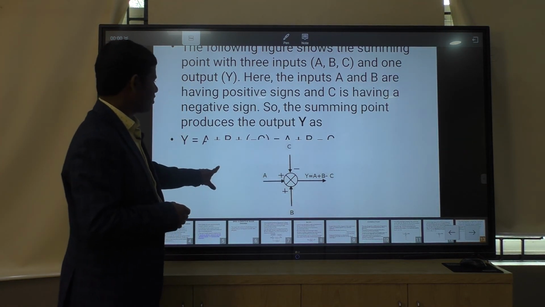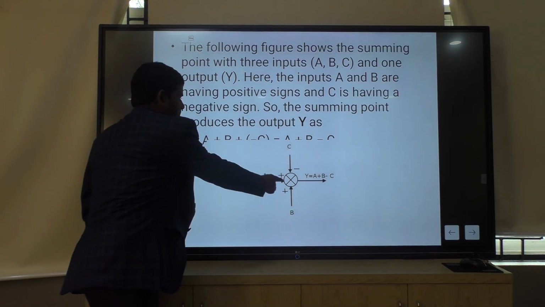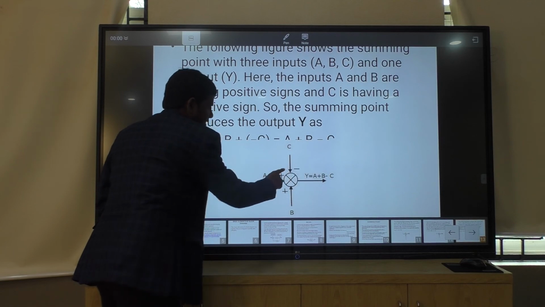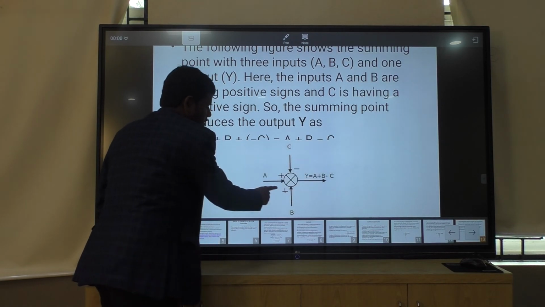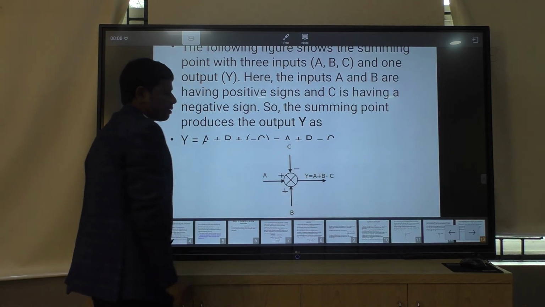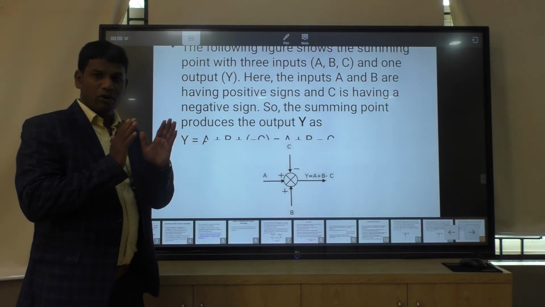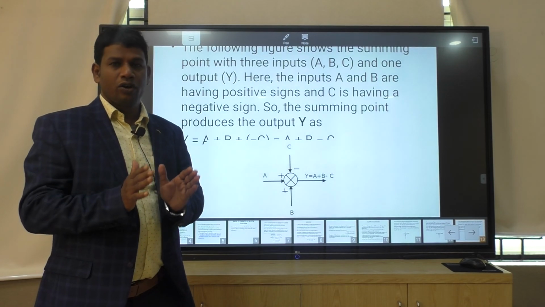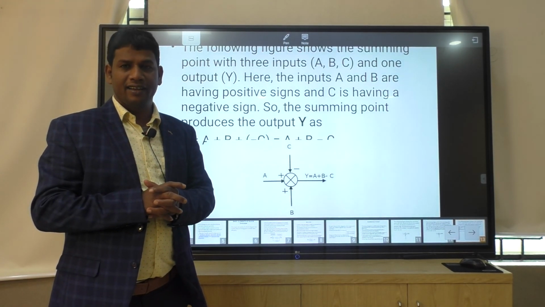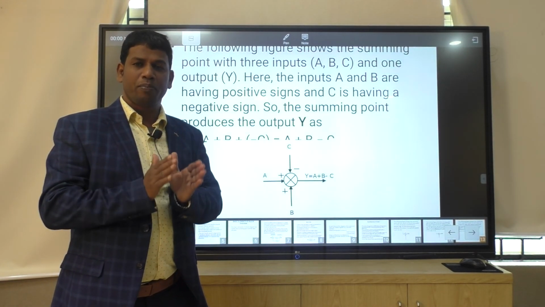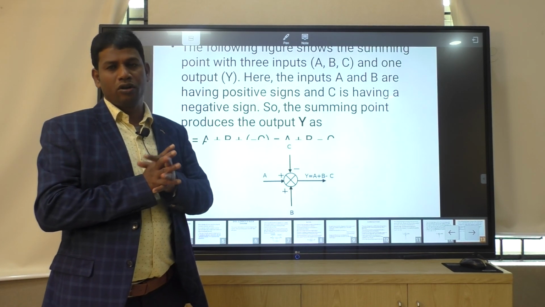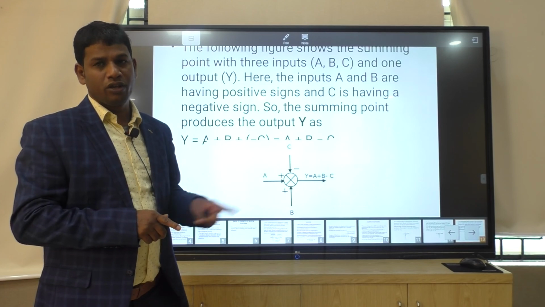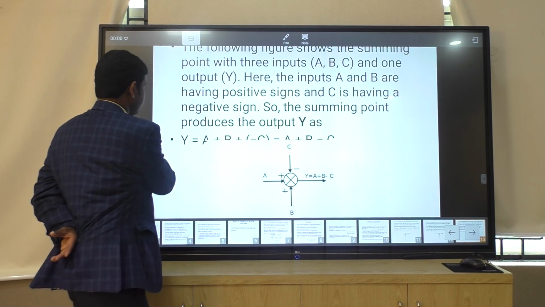So in this picture, what is the output? The output Y is equal to A positive, B positive, C negative. So the output signal is the sum of A plus B and the subtraction of C. Finally we conclude that a summing point is used in a block diagram where two or more signals are added and subtracted and supplied to a particular point. Two or more signals, if you want to supply them to a particular point, then we can use the summing point.